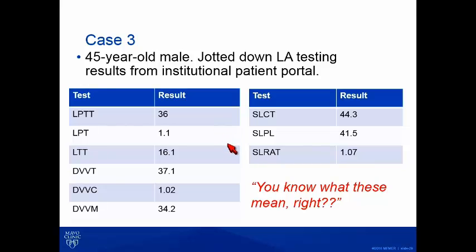So look at these results. Does he have a lupus anticoagulant? Who says yes? Would you tell him that? Who would tell him he does not have a lupus anticoagulant? Who would say, find me your original, like your full testing report? I can't interpret based on this.